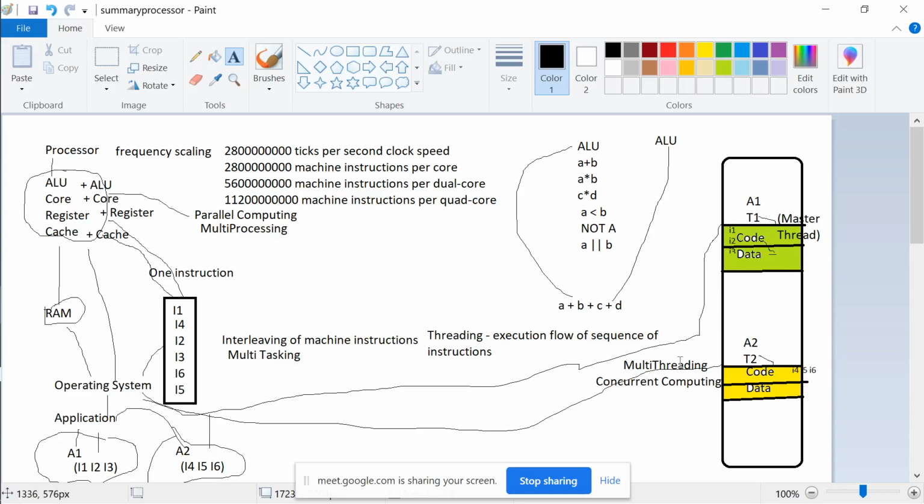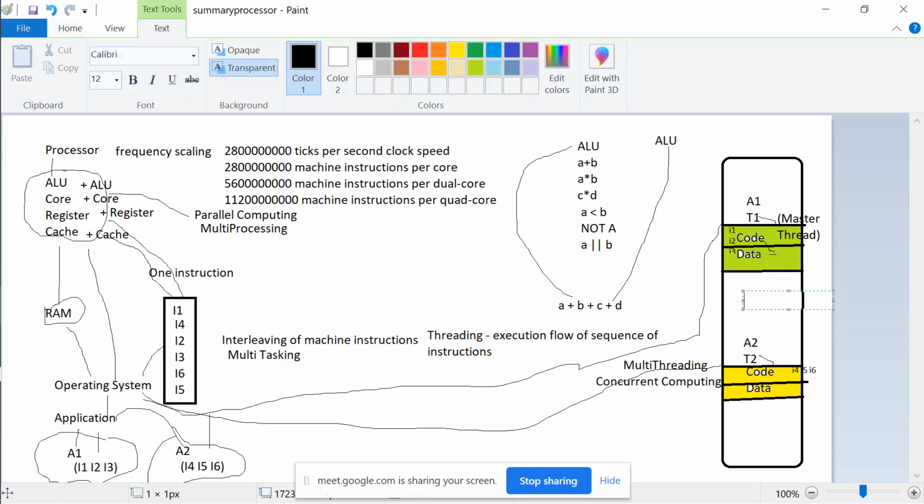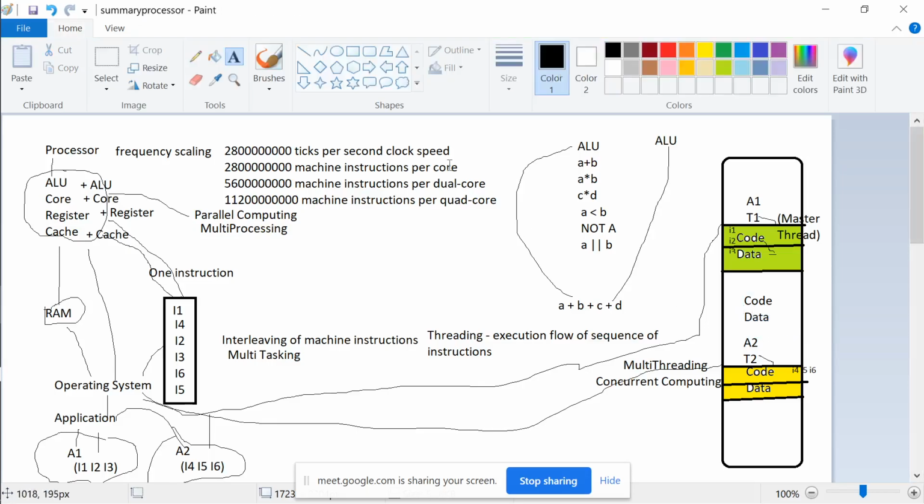Okay, so in multi-threading, the master thread can create another thread, which means the moment you say thread, it is a set of instructions and it is a set of data. So let us assume application 1 creates another thread. So what are we saying? When application 1 creates another thread, we are giving it a code section and we are giving it a data section. So a separate memory area for that thread. That is what we are saying when we create a thread. So it gets a code section and it gets a data section. So let us color this.